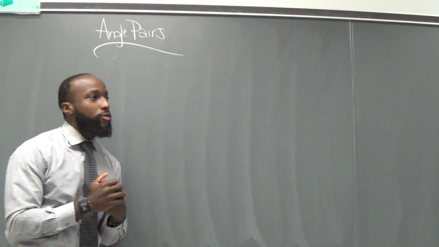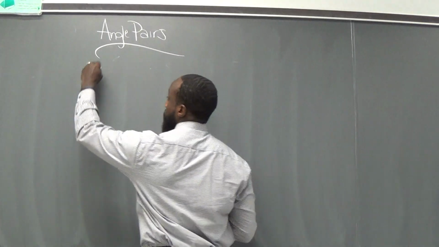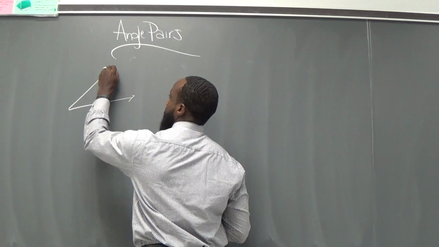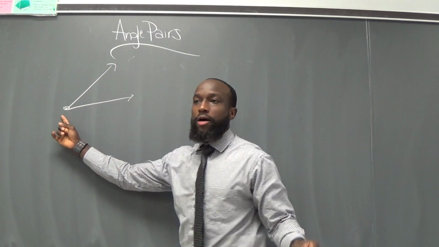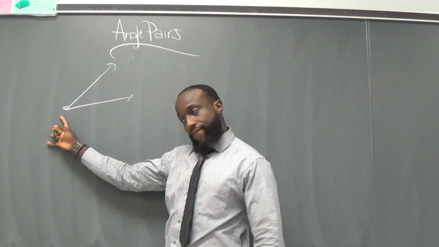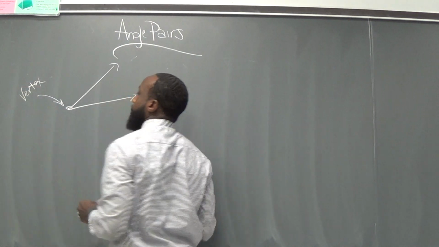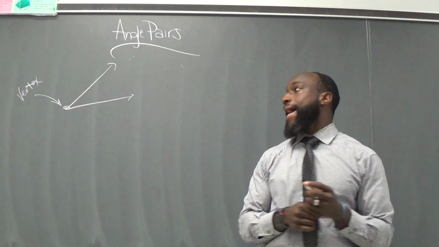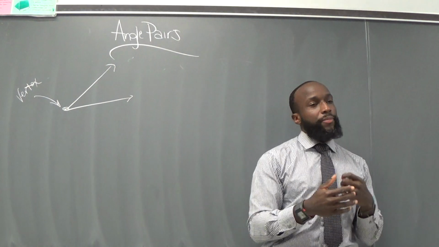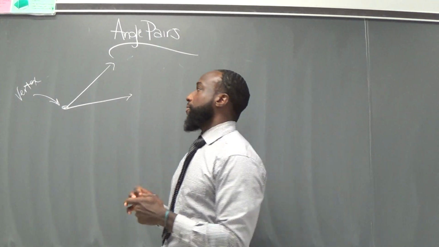Yesterday we dealt with angles, and we talked about how angles are two rays that share an endpoint. This endpoint is called a what again? Vertex, right? It's the vertex. And now what we're going to do is look at how multiple angles can be related and help us find out more information.